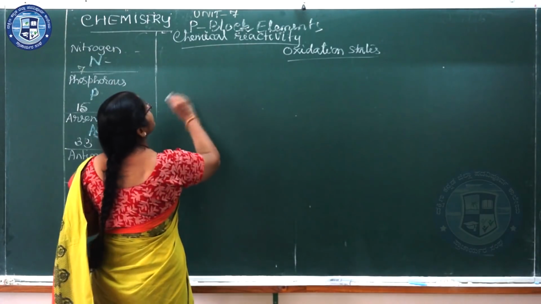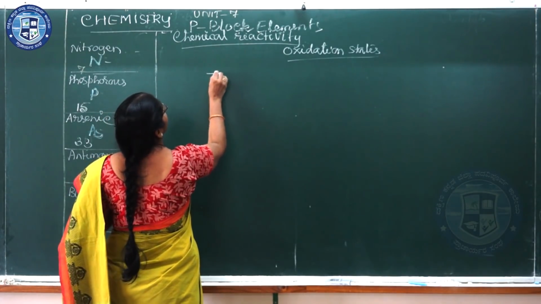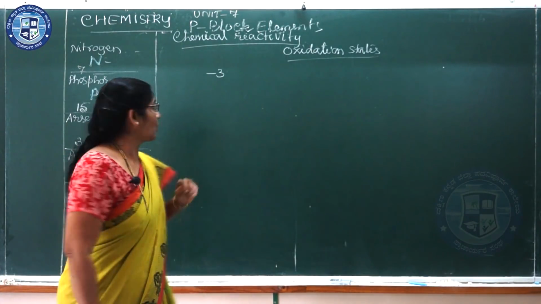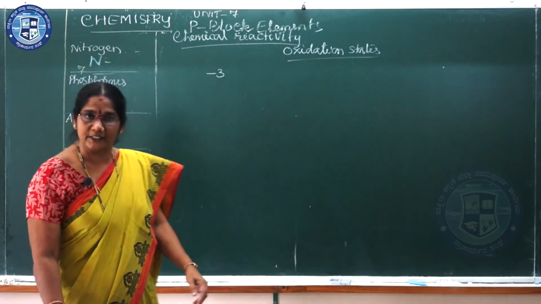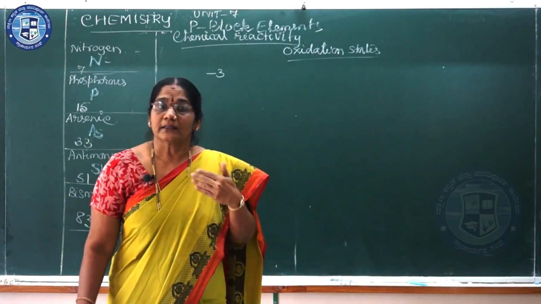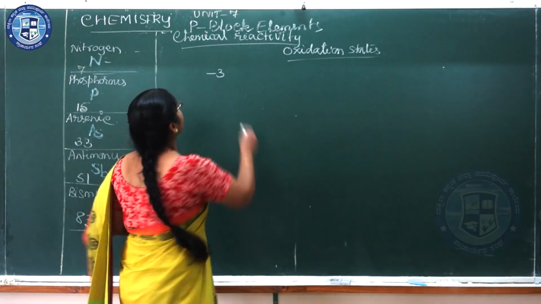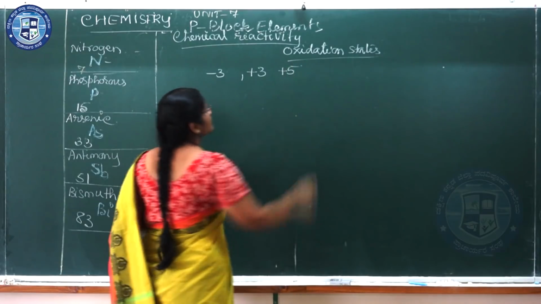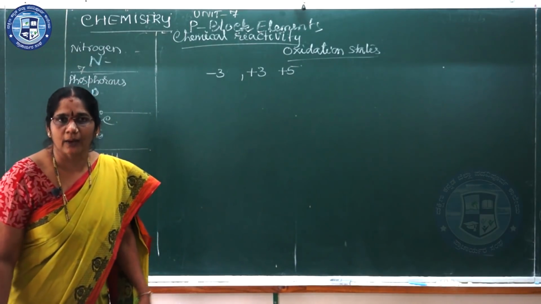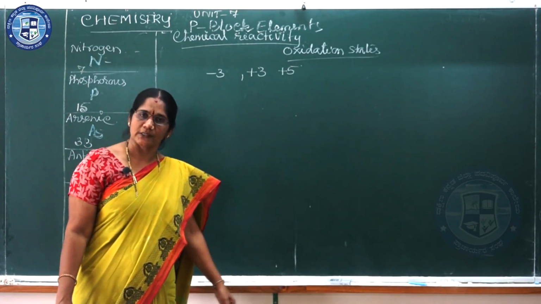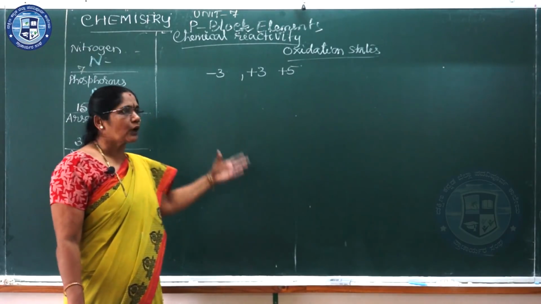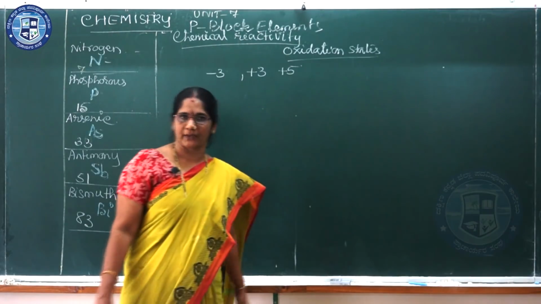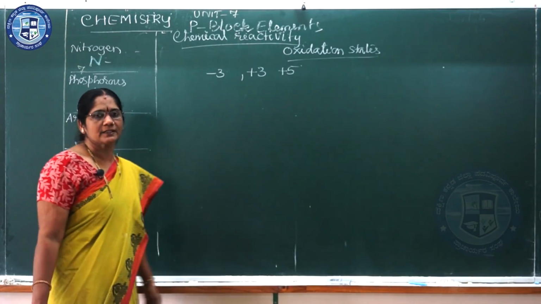Here normally these exhibit an oxidation state of -3. Why -3? Because they have 5 electrons in their last shell, NH3, PH3. They need 3 more electrons, so -3, or they can share 3 electrons or 5 electrons through covalent bonds to have +3 and +5 oxidation states also. So the common oxidation states of all these elements are -3, +3 and +5. Of course, there are some anomalies observed.